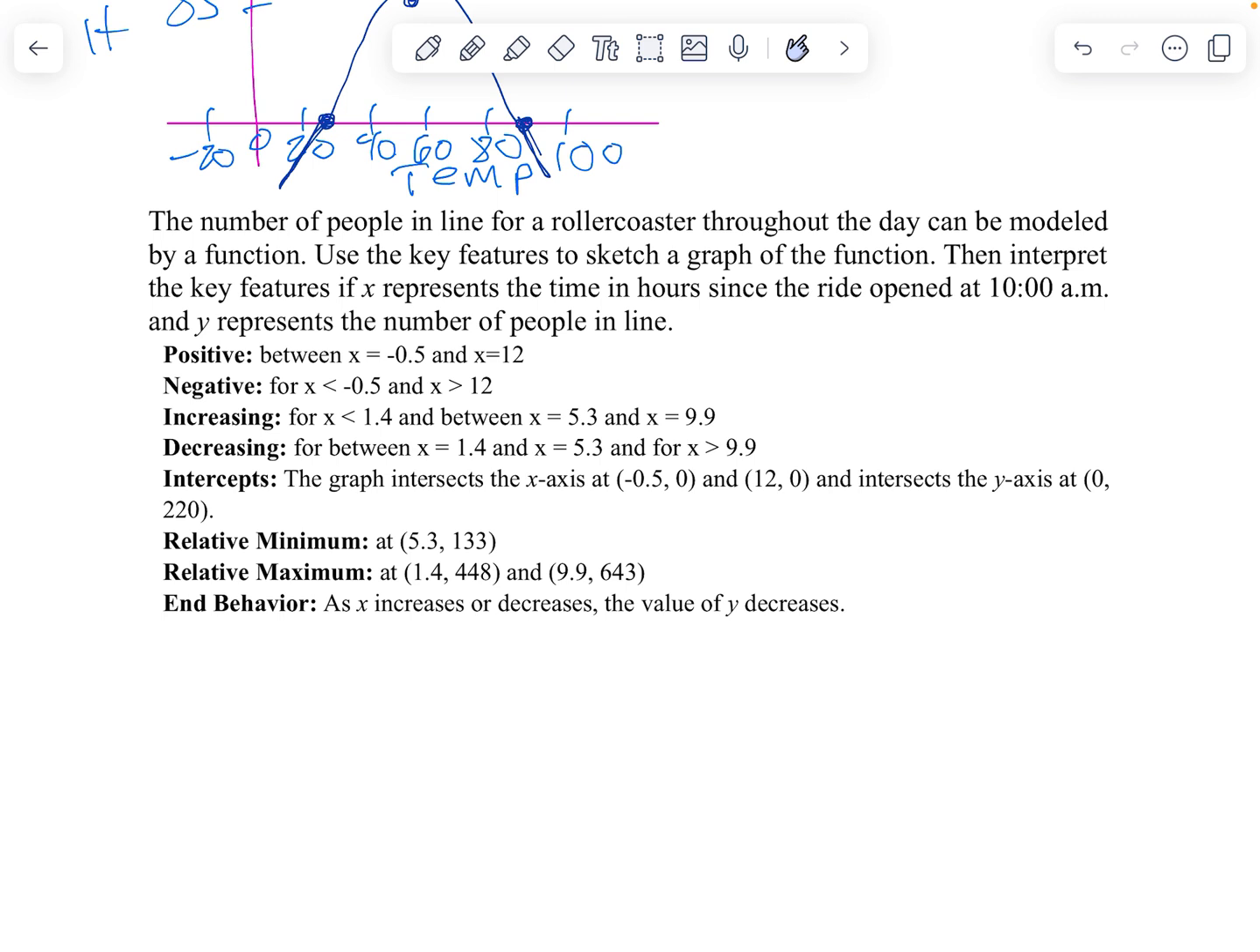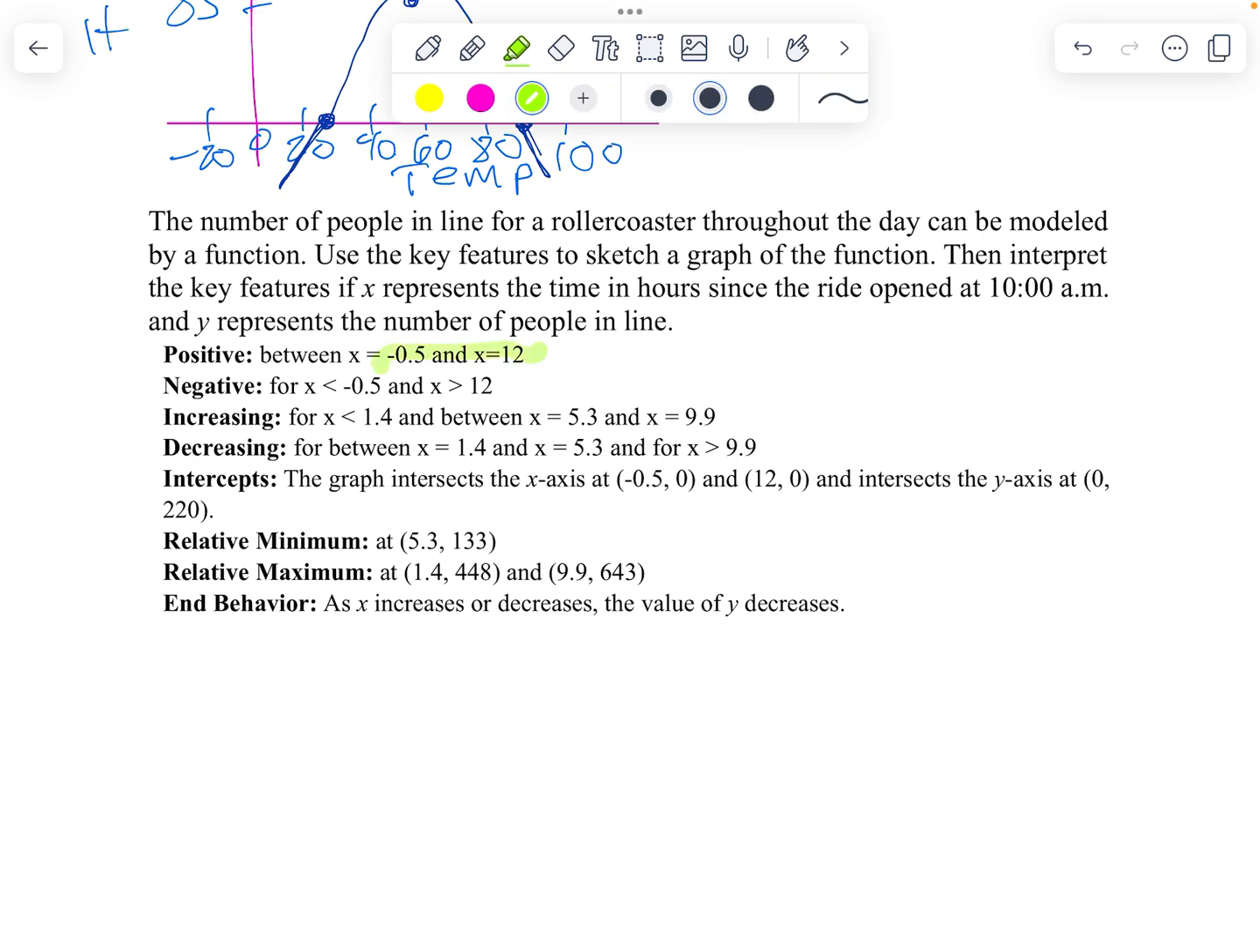The number of people in line for a roller coaster throughout the day can be modeled by a function. We're going to use our key features to sketch a graph of our function. Then we're going to interpret the key features if x represents the time in hours since the ride opened at 10 a.m., and y represents the number of people in line. So I know my graph is positive from negative 0.5 to 12.